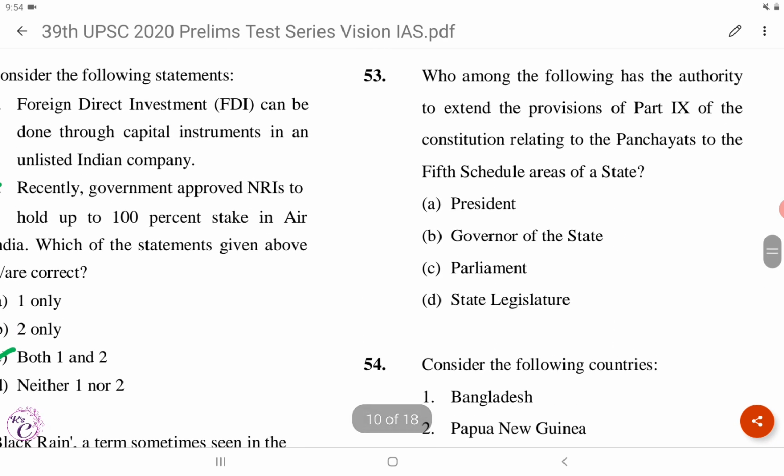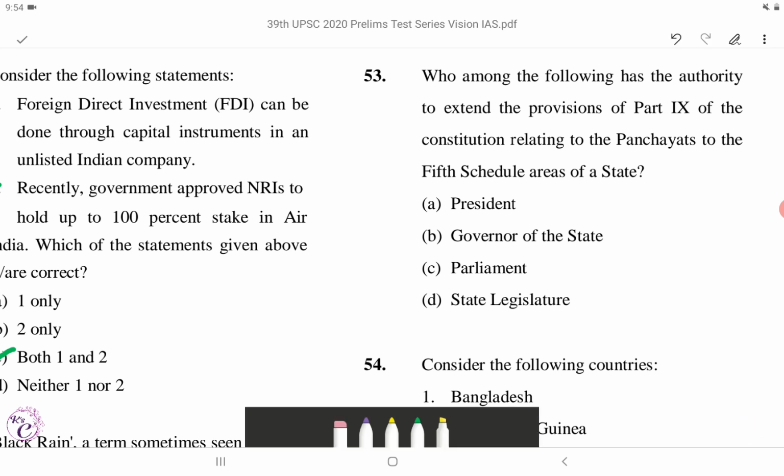Who among the following has the authority to extend the provisions of Part 9 of the Constitution relating to the Panchayats to the 5th schedule areas of a state? Number A, President. Number B, Governor of the state. Number C, Parliament. Number D, State Legislature. So the correct answer is C, that is Parliament.